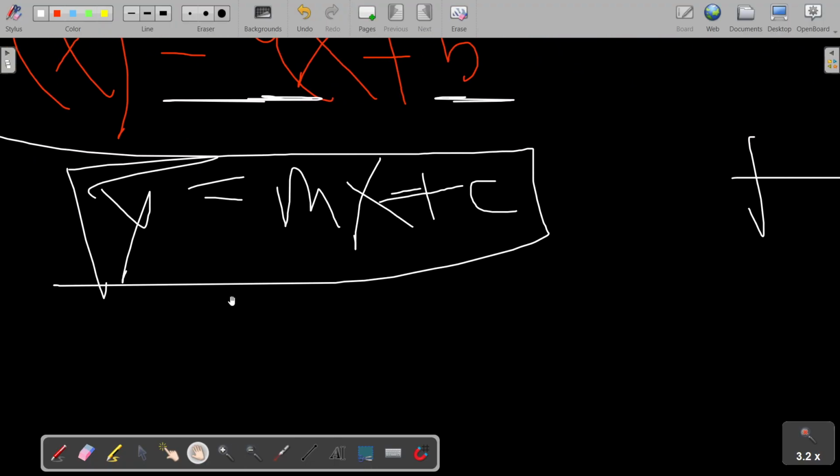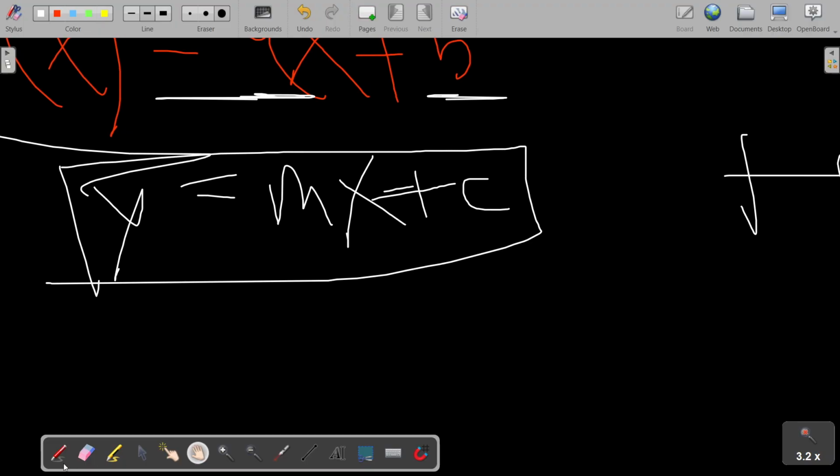So if we see this form, y is equal to mx plus c, this is a straight line form. Here m means the slope of the straight line and c is a constant. Or we can say c is the intercept. If x is 0, then c is the intercept. Let's see that.